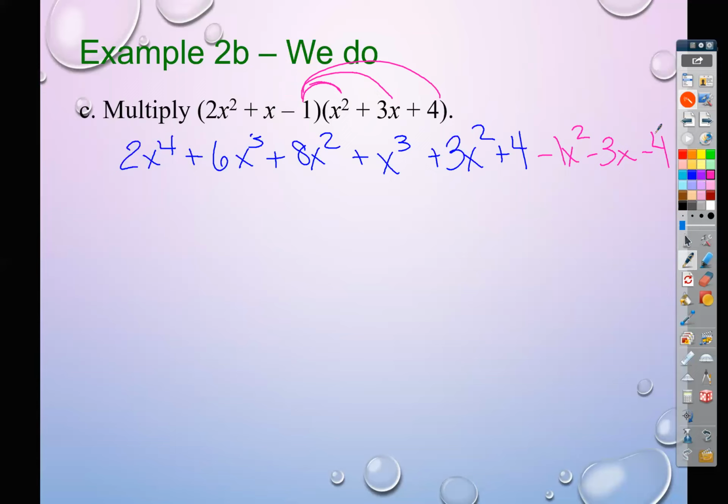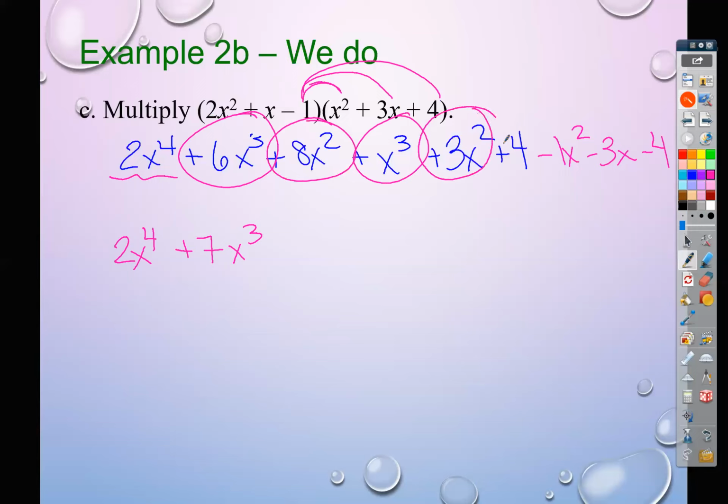Start with the highest exponent and work your way to the smallest. Okay, so this is the only x to the 4th that I have. Now x cubes, I have 6x cubed plus 1x cubed. So I would get plus 7x cubed. Okay, now my x squares, I have 8x squared plus 3x squared is 11x squared minus 1x squared would be 10x squared.